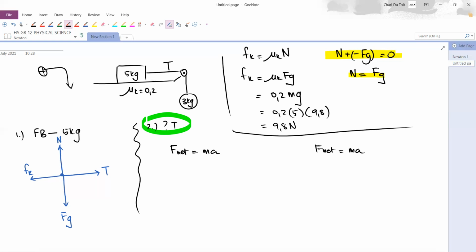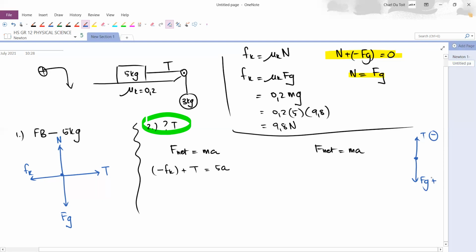Yes. Okay, therefore, in my 5 kg diagram, the kinetic friction will be a negative value, while the tension in the rope will be positive, and that will give me 5 times A. While in my 3 kg block, if I just draw a quick free body diagram, it would look like this. The tension in the rope will be a negative direction, while the Fg component will be a positive direction. You understand that?